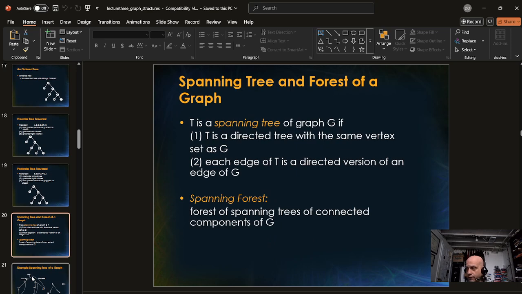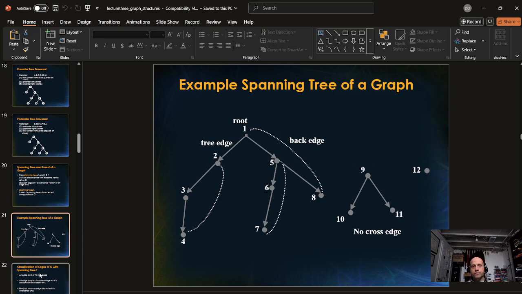Spanning tree and a spanning forest of a graph. Here T is known as a spanning tree of graph G if T is a directed tree with the same vertex set as G. Here each edge of T is a directed version of an edge of G. Spanning forest, this includes a forest of spanning trees of connected components of G. Here's a spanning tree of a graph, and I have the root directed down to the child, and then an associated path coming back to the tree edge with these associated back edges. Okay.